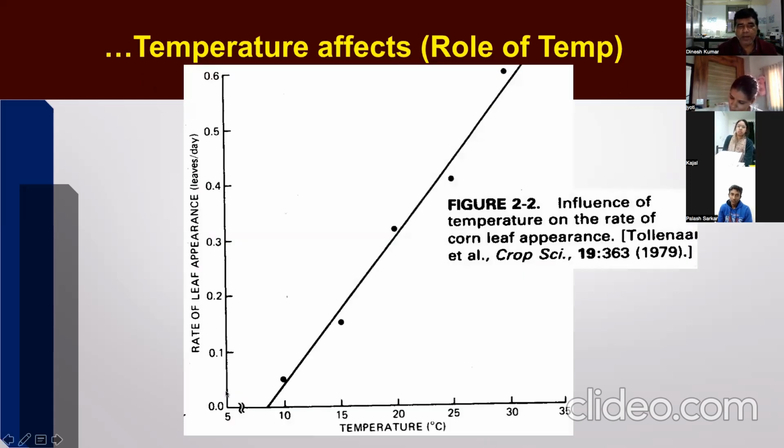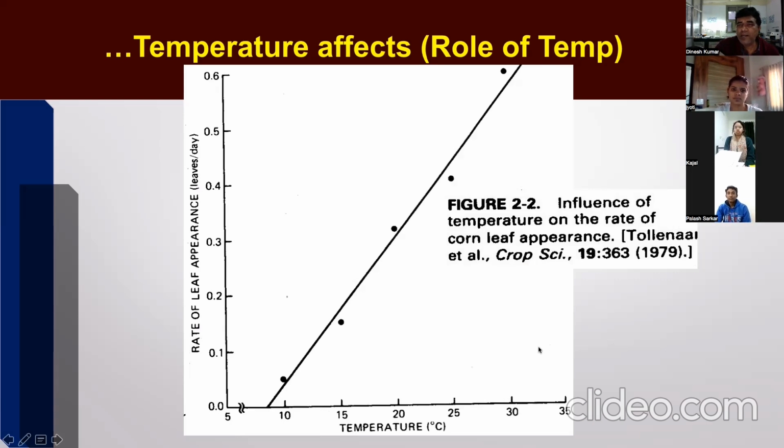Now you see the influence of temperature on rate of leaf appearance. It is showing you the growth of maize in terms of number of leaves produced per day. How many leaves in maize are produced in one day? This is an average value. So you can see on the x-axis, it is the temperature for maize, 0, 5, 10, 15, 20, 25, 30, 35. And on the y-axis, you have rate of leaf appearance. This is a growth parameter, and you can see it is increasing linearly.